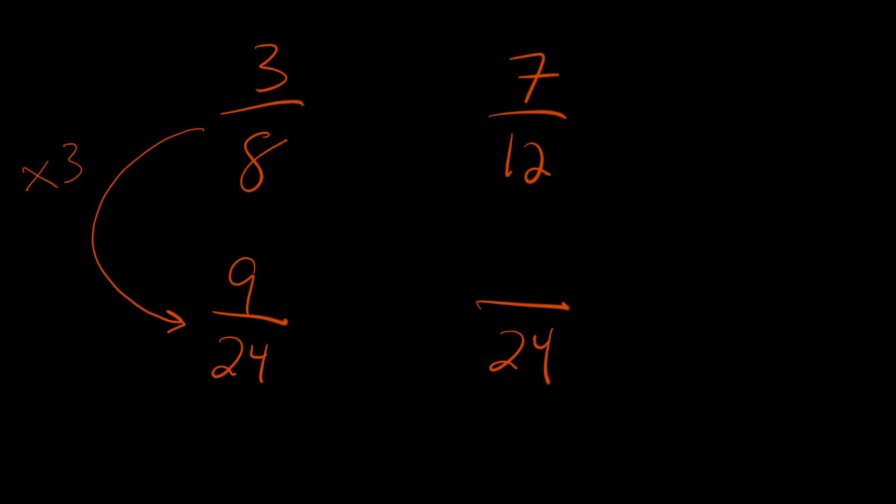Let's do the same thing on the right side. What did we multiply 12 by to turn it into 24? Well, we multiplied it by 2. If we multiplied the bottom number by 2, we're now going to multiply the top number by 2. 2 times 7 is 14. And there you have it. We've got 9 over 24 and 14 over 24, both with the same denominator. Easy. We can now either compare them, subtract them, whatever it is that we're asked to do in the problem.